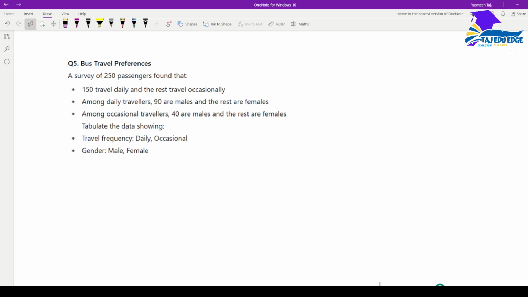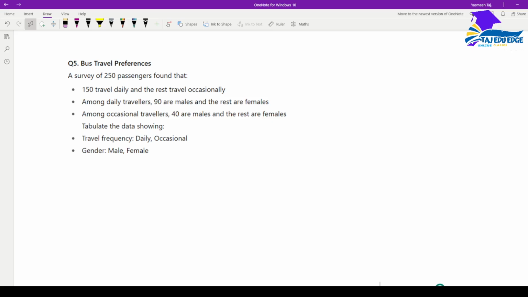The rest of those passengers travel occasionally, once in a while, not daily. Once in a week, once in a month, or once in a year, like that, occasionally. Next, among the daily travelers, those 150 daily travelers, 90 are males and the rest are females. Among the occasional travelers, 40 are males and the rest are females. Tabulate the data showing travel frequency, that is daily and occasionally, and gender, male and female.